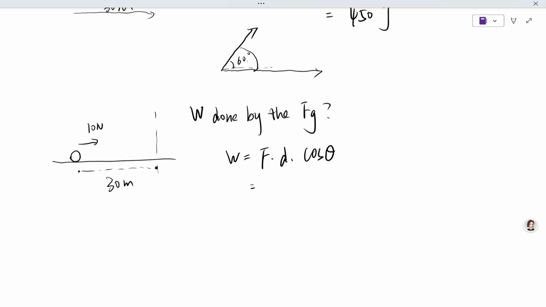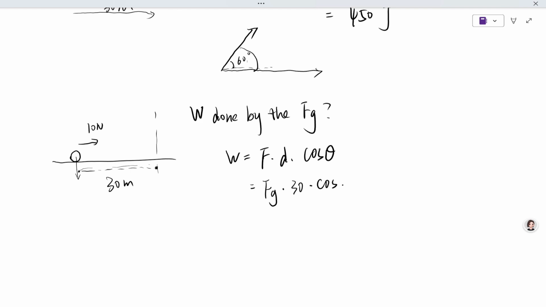What is F? The F is just the gravitational force, right? We don't know it here, but well, hold on a second. We can just write down Fg over here. Times the distance it travels. The distance it travels is over here, right? It is 30 meters. Just write it down. Times cosine theta.